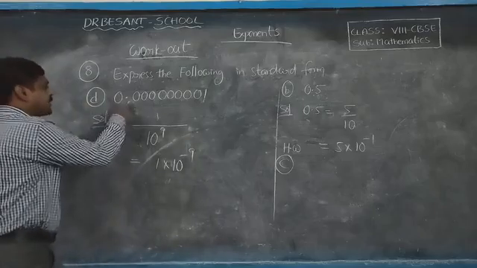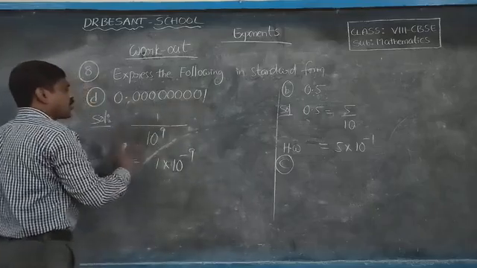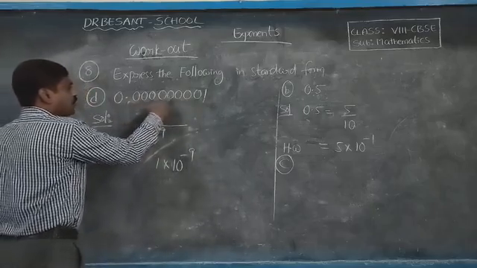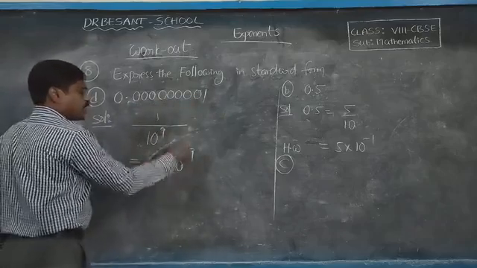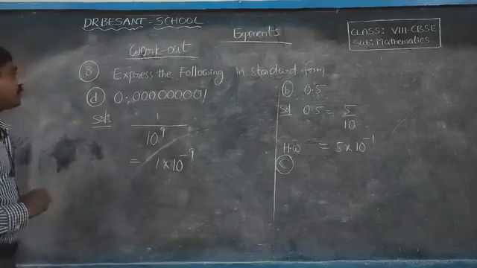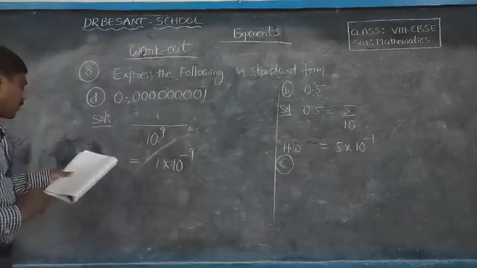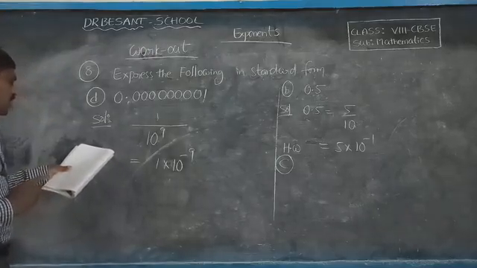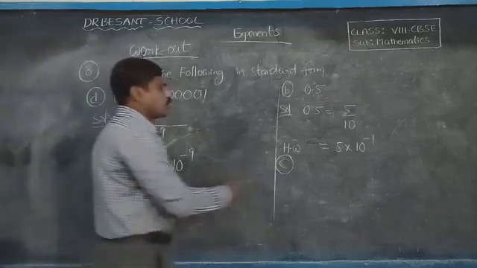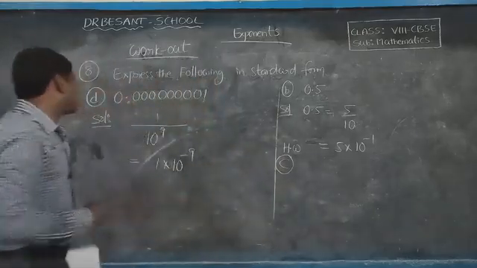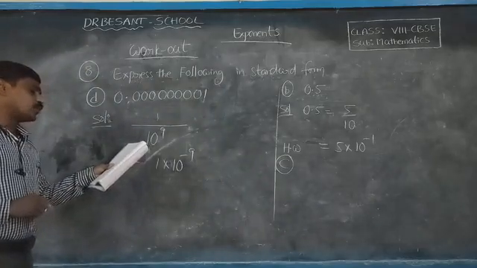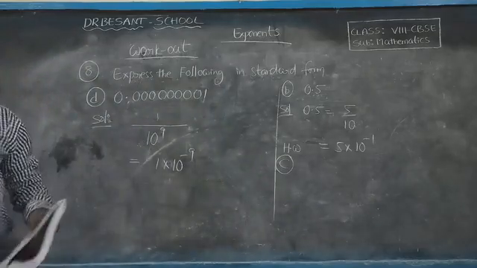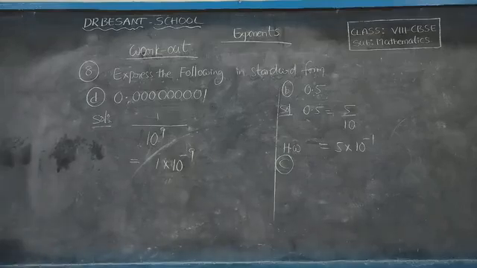Okay. After the decimal, how many digits are there? Just you have to count 1, 2, 3, 4, 5, 6, 7, 8, 9. So 10 to the power of 9. So this one is into 10 to the power of minus 9. Okay. So this is problem number 8 A, B, C, D solution. Only C I gave as homework. Next, problem number 9. Write the following in usual form. I will explain the ninth one.